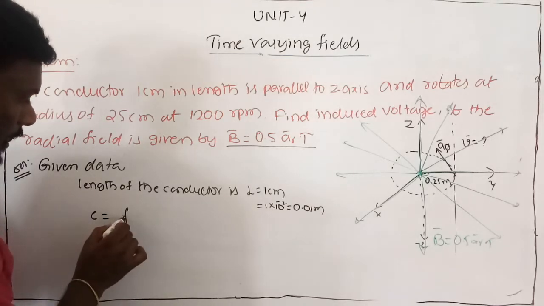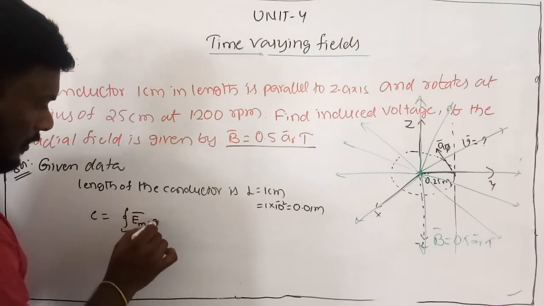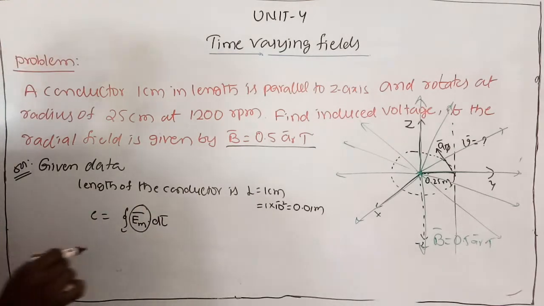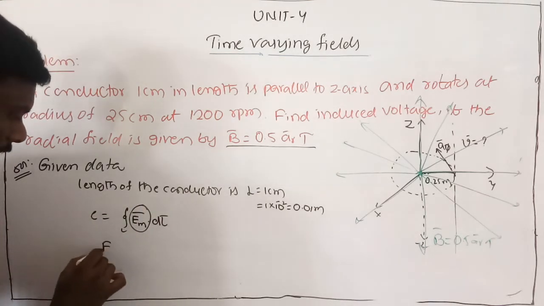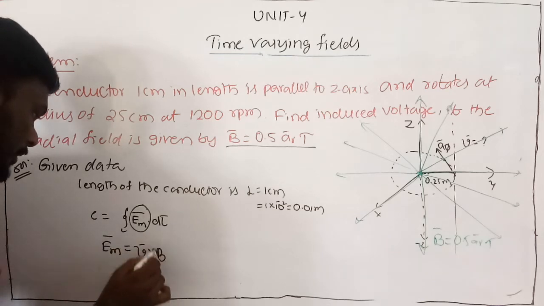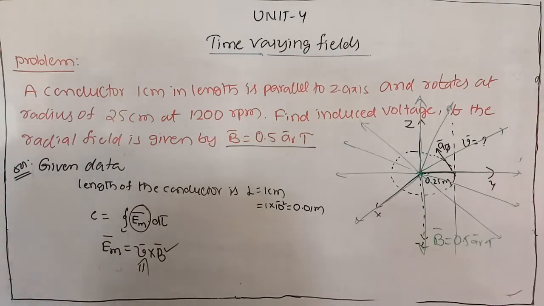What is the formula for generator EMF? It is the line integration of E_m dot dl. What is E_m here? E_m is the motional electric intensity. What is the formula for motional electric intensity? E_m is equal to v cross B. The B value is a known value, v is an unknown value. So we need to calculate v first. How can you calculate v?